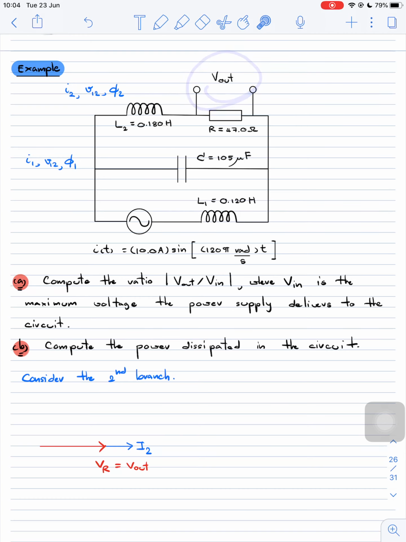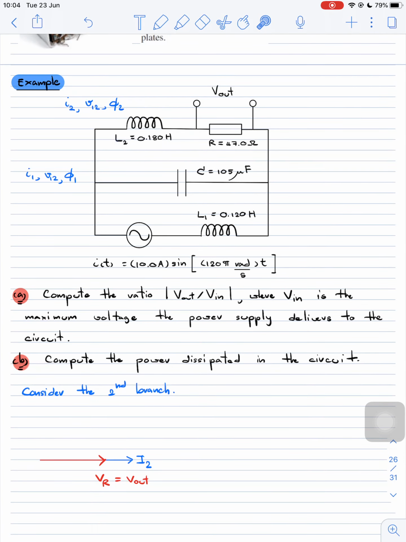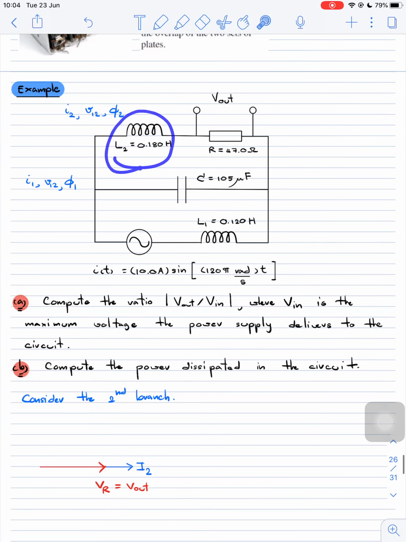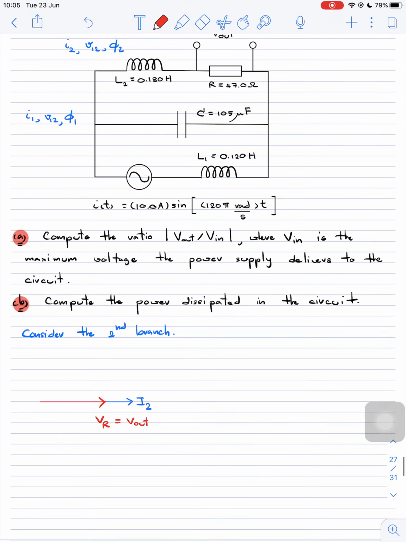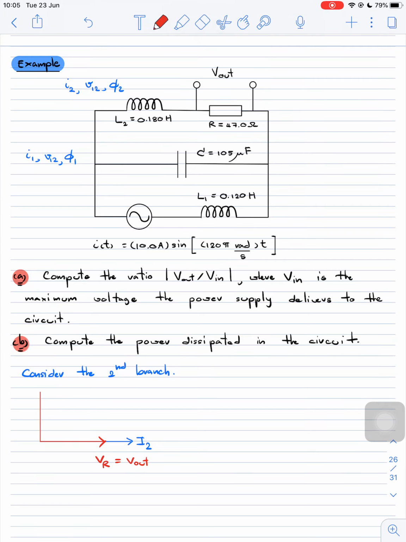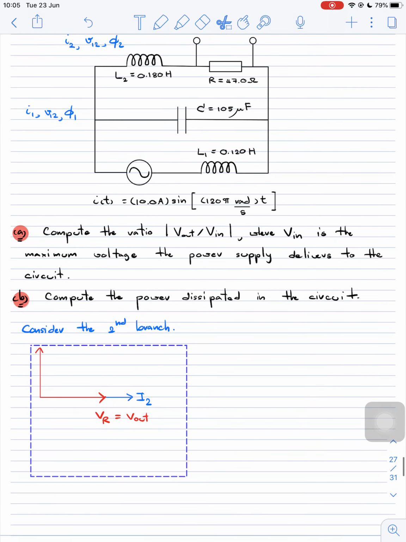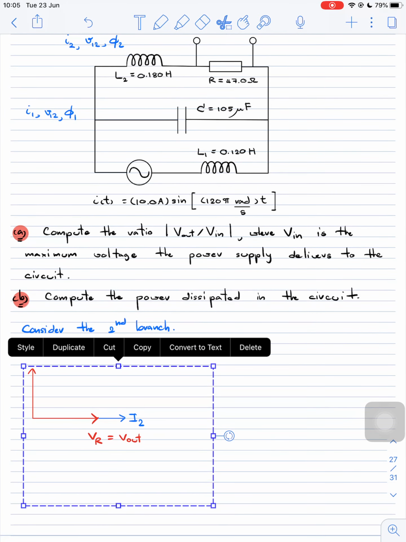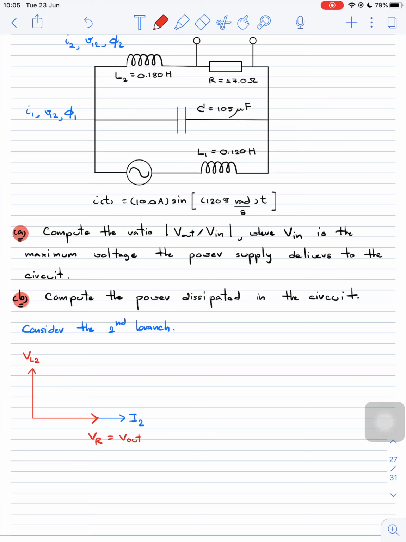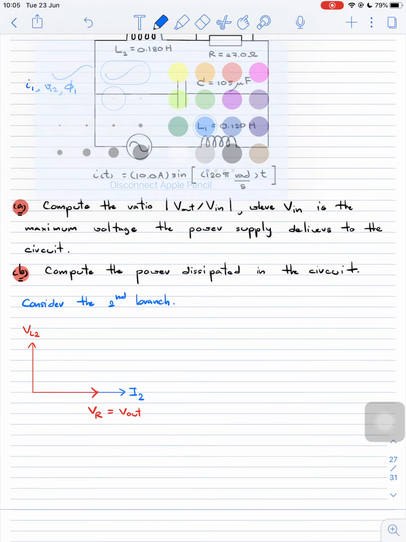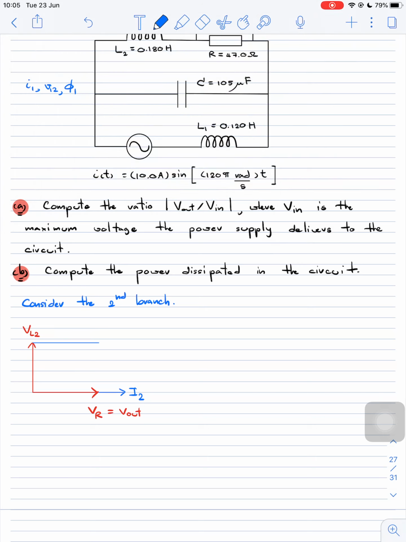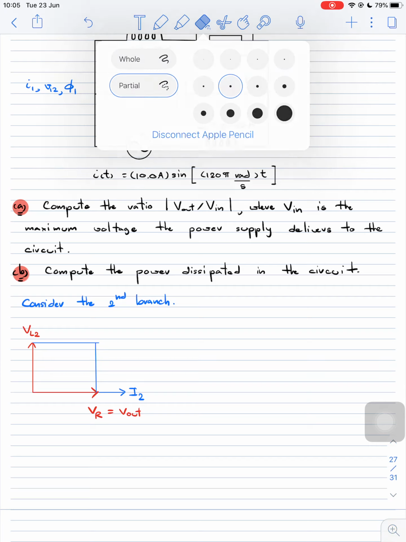Now we know that the potential difference across L2 has a phase leading the current by 90 degrees. Remember from the table, the potential difference across L2 leads the current by 90 degrees. So the V of L2 we just point in this direction. Now let's combine these two vectors together.